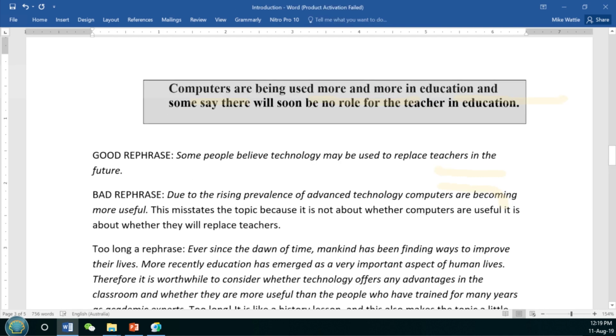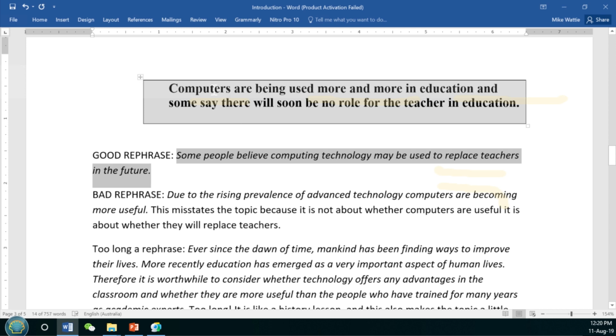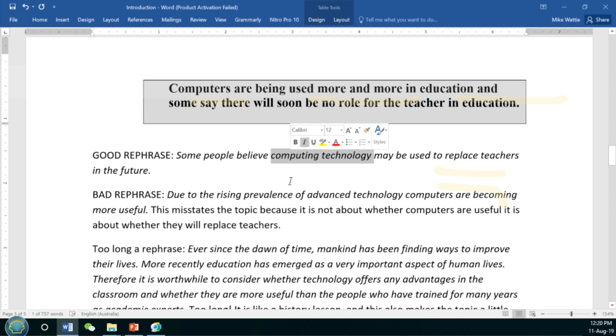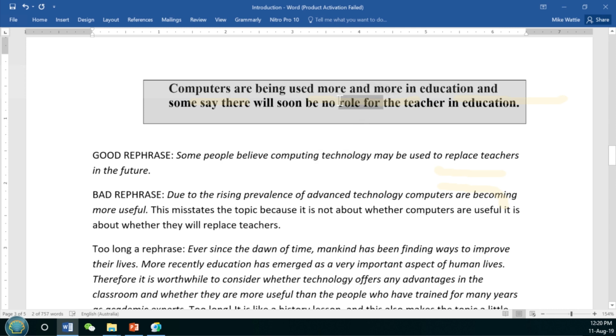Let's start off by looking at an effective paraphrase of this topic above. What we're doing when we're paraphrasing is that we're trying to change some of the given words. So for instance, computers here I have paraphrased to computing technology. Okay, as a way to paraphrase that. No role for, I've paraphrased this to replace.